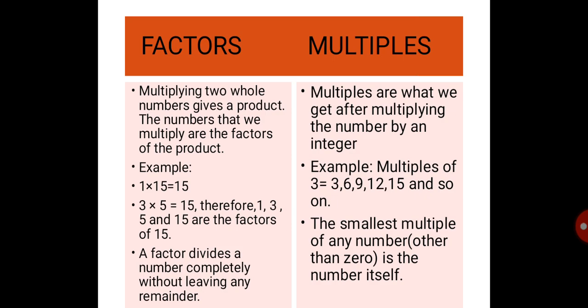Now we proceed to our next topic, multiples. A multiple is always greater than or equal to the given number. Multiples of a number are obtained by multiplying the numbers. Example: 3 multiplied by 1 equals 3, 3 multiplied by 2 equals 6, 3 multiplied by 3 equals 9. So here I have given multiples of 3: 3, 6, 9, 12, 15 all are the multiples of 3.